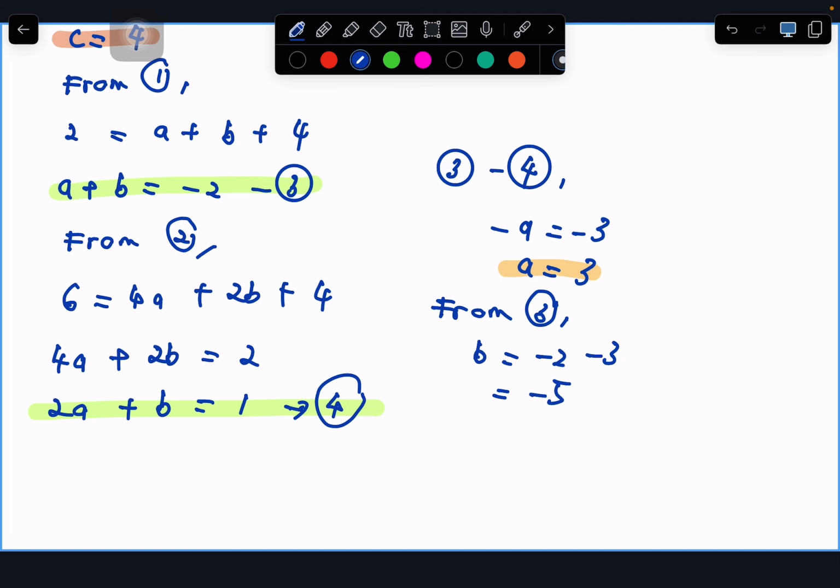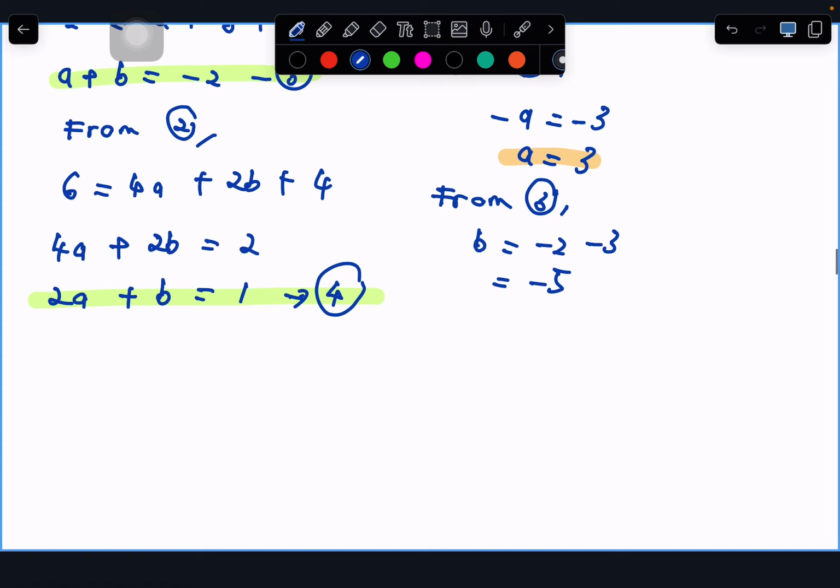But the question doesn't ask what is a, what is b, what is c. The question asks for the quadratic function. So therefore we conclude our answer: f(x) equals 3x squared minus 5x plus 4.